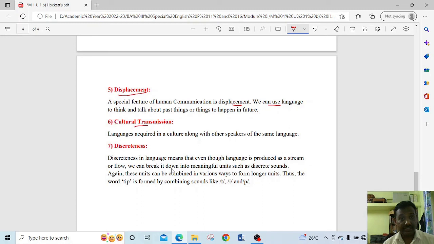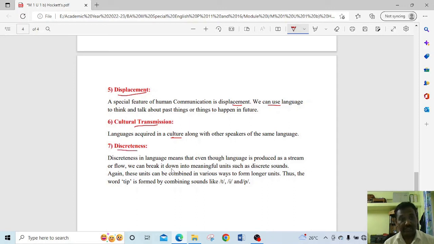The next is cultural transmission. Obviously, language goes hand in hand with culture. So, through language, we transmit culture from one generation to another generation. That is why we find that there is cultural transmission in language.